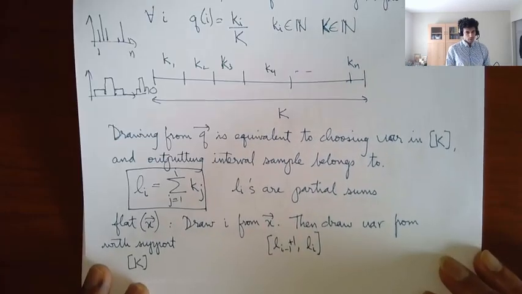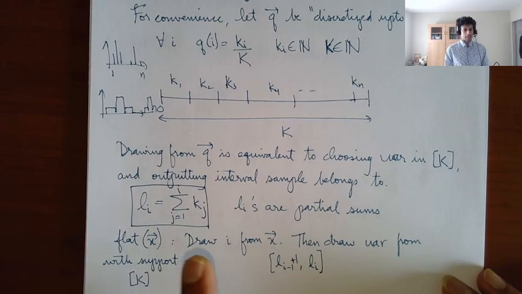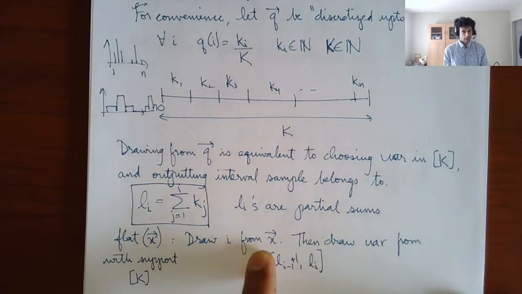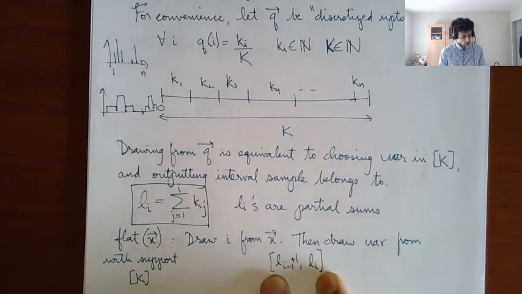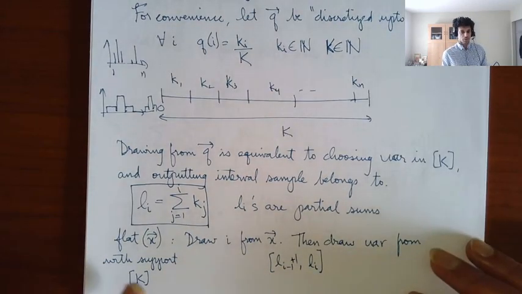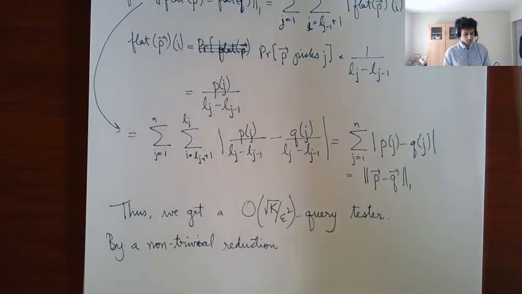And how do we do that? We do it explicitly in this way. We draw I from this unknown distribution X or P, and then we draw uniformly from L_{i-1}+1 to L_i. This gives us a distribution with support K. Okay, that makes sense.